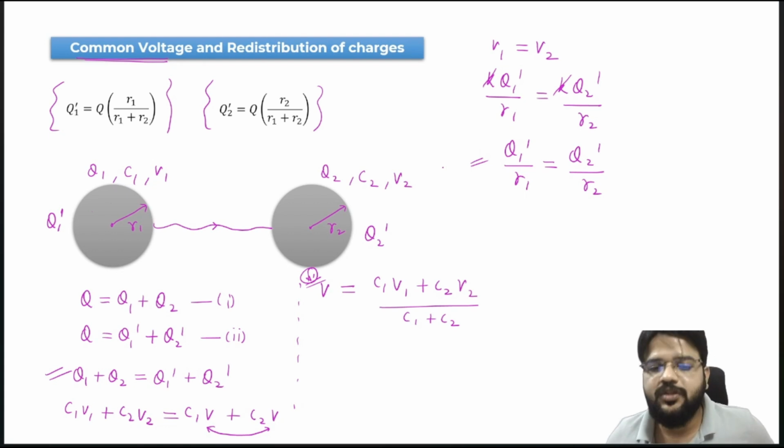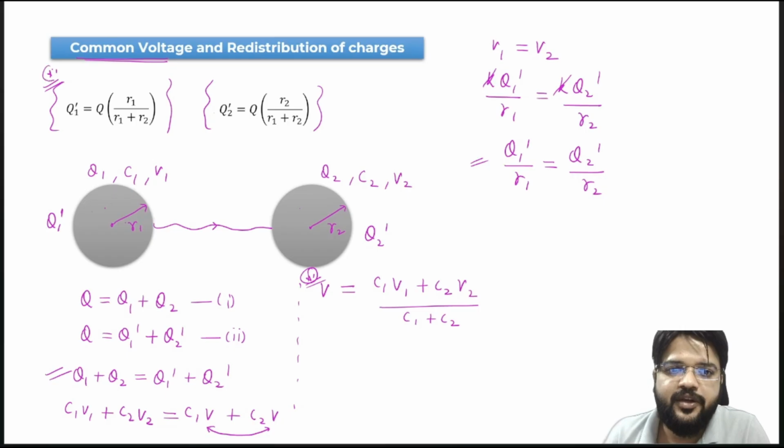So if we use both results and simplify, then we will get these results. Q1 dash is the final charge present on the first conductor. Q2 dash is the final charge on the second conductor. Q is the total charge. R1 is the radius of the first conductor. And R2 is the radius of the second conductor.